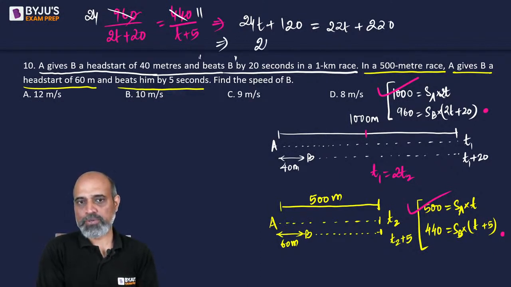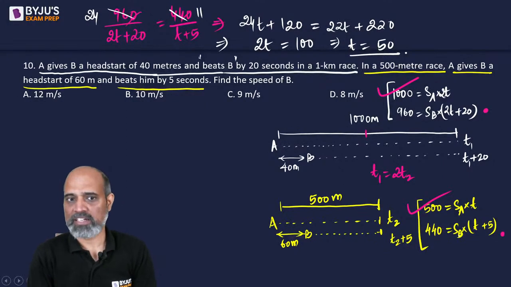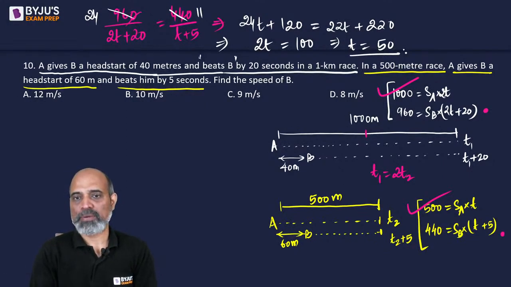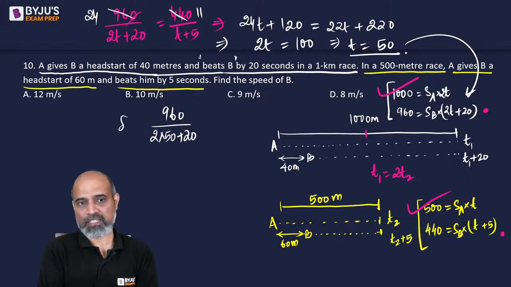24 minus 22, 2T is equal to 220 minus 120, which is 100, or this will give us T is equal to 50. The moment you get T is equal to 50, you can put it in the first or the second and get the speed of B. You can put it in either place. So if I put this back here, because speed of B is asked, I will get 960 divided by 2 into 50 plus 20, that is what speed of B is, which is 960 upon 120.